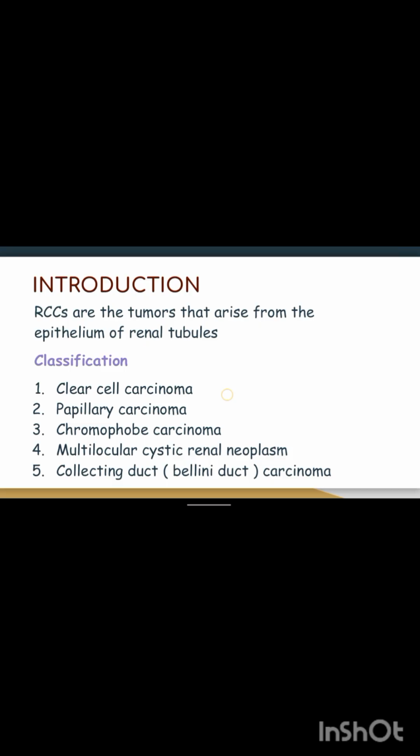Multilocular cystic renal neoplasms are multicystic, low grade variants of RCC, presenting in middle aged men more than in females. They have minimal risk of recurrence and metastasis. The last type is collecting duct carcinoma. The collecting duct is also known as the duct of Bellini. This is a rare variant with an incidence of less than 1% of the cases of RCCs. It arises from the collecting ducts in the medulla.